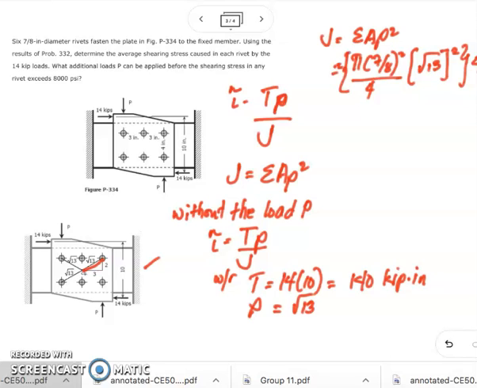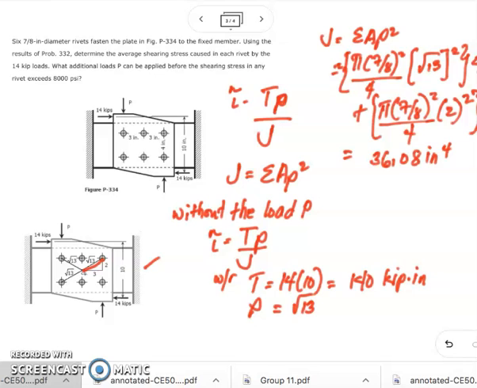Then plus pi, for the other bolts. They have a distance of 2 from the center of the bolt towards the center of gravity of the plate. So pi times (7/8) squared all over 4, times the distance 2 squared, multiplied by 2. If we simplify this, our J will be equivalent to 36.08 inches to the fourth.